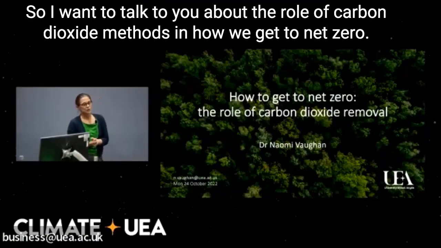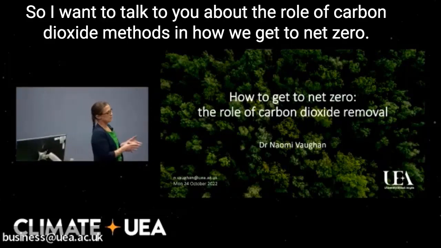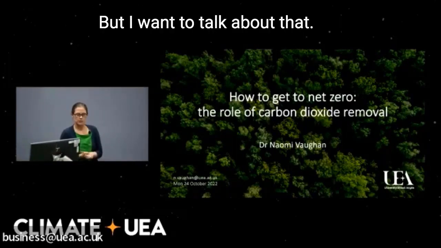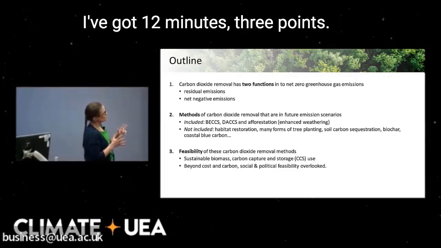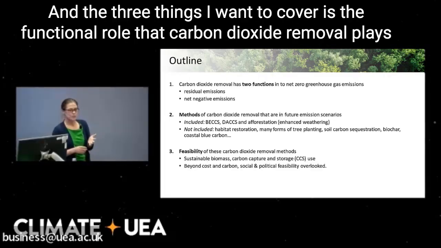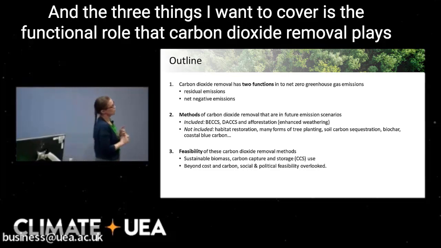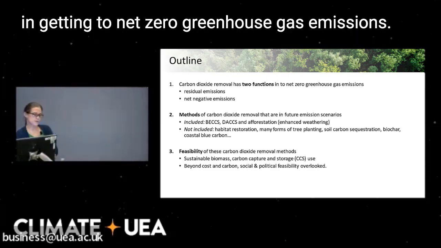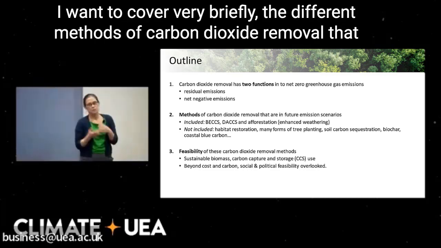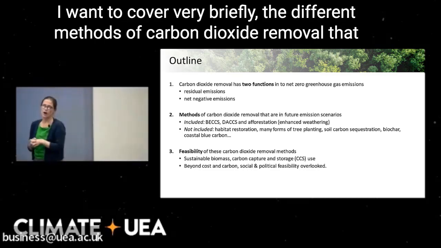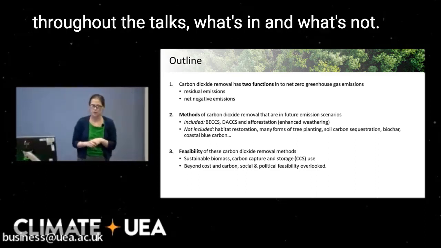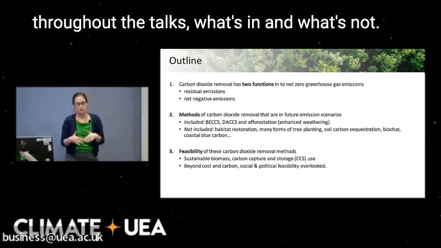So I want to talk to you about the role of carbon dioxide removal methods in how we get to net zero. All the stuff we need to do about decarbonisation is a given, but I want to talk about that. I've got 12 minutes, 3 points. The three things I want to cover are the functional role that carbon dioxide removal plays in getting to net zero greenhouse gas emissions. I want to cover very briefly the different methods of carbon dioxide removal that are in some of those future emission scenarios that have been referenced today throughout the talks, what's in and what's not in.